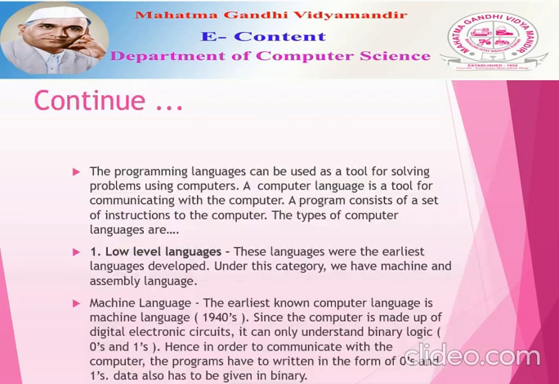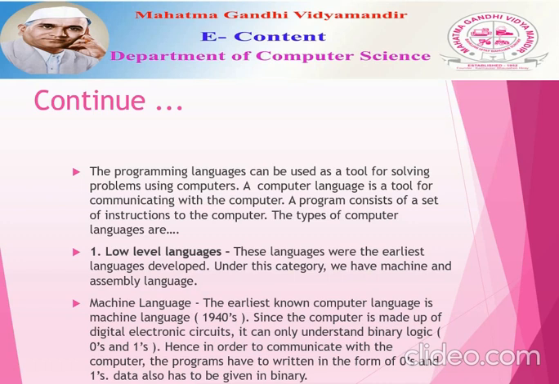First of all, we are going to see the low level languages. These languages were the earliest languages developed. Under this category, we have to mention machine language and assembly language. So what is machine language? Machine language is made up of digital electronic circuits, and it can only understand binary logic, that is in the form of zeros and ones. Hence, in order to communicate with the computer, the program has to be written in zeros and ones, that is in binary format.